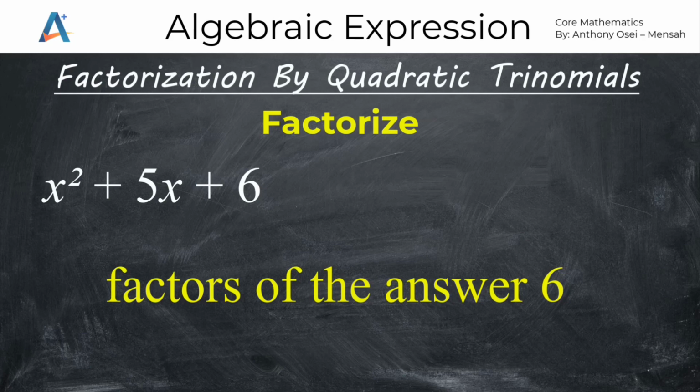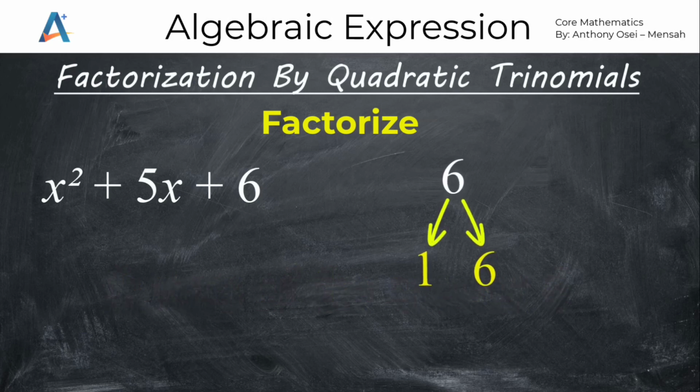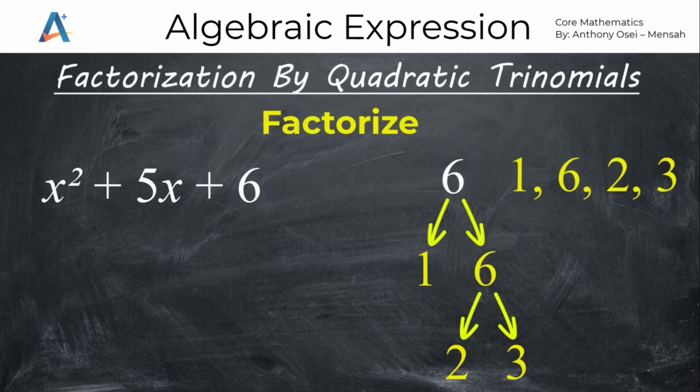So let's look for a pair of numbers that can multiply to get 6. We can talk about 1 and 6. So 1 times 6 will get a 6. Let's look for other numbers. Under 6, we can get 2 times 3. So 2 times 3 can also give us 6. Now, the pairs of factors for 6 will be 1, 6, and then 2, 3. These are the factors of 6.